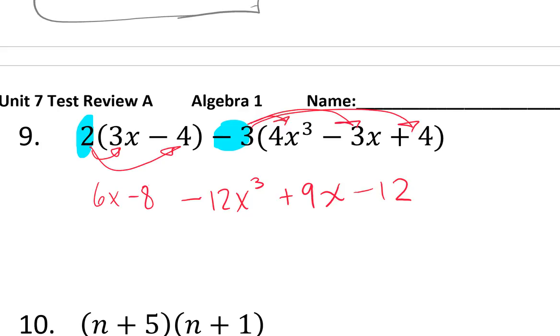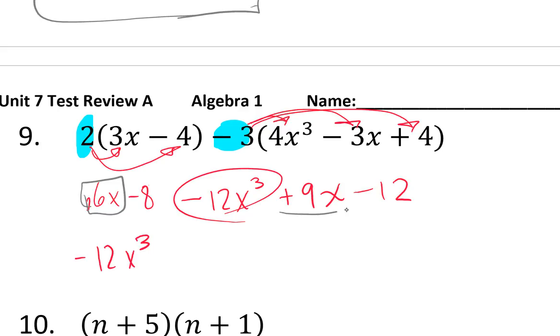All right, so let's go to our highest term, which is right there. So that's negative 12x cubed. There's nothing with it, so we include it. Then we see a 6x here, plus a 9x there. That's 6 plus 9, so we get plus 15x. And we have negative 8 minus 12, which is negative 20.